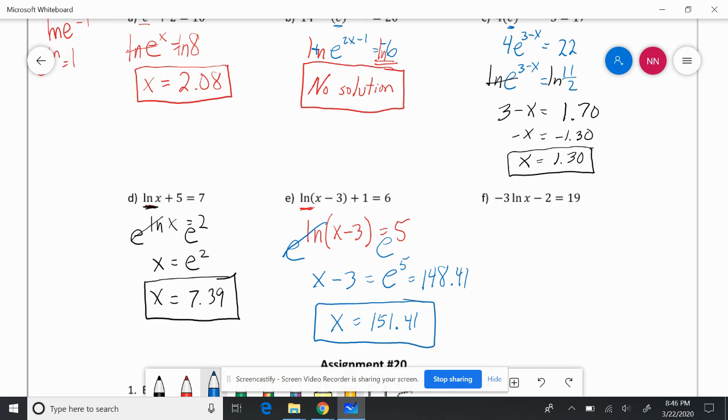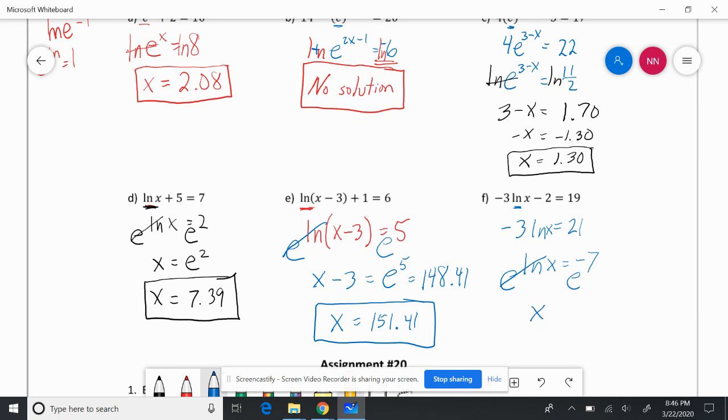Last example. Once again, we see a natural log. We're going to get the natural log by itself. We're going to add the 2. Then we're going to divide by negative 3. Then we're going to raise it to the base e. When we raise it to the base e, once again, the natural log and the e cancel.